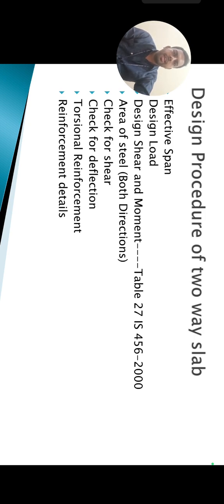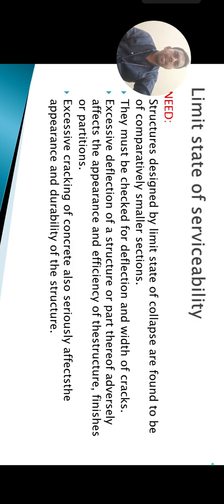In a two-way slab, one new element you have to introduce is torsional reinforcement. To control the lifting of the total forces at each corner, you have to provide the torsional reinforcement. After finding the torsional reinforcement and getting all the details, you then find out the reinforcement details. After completing the slab criteria, you have to check the serviceability criteria.